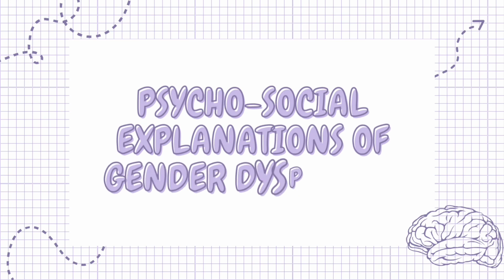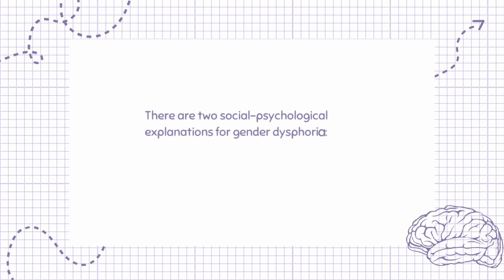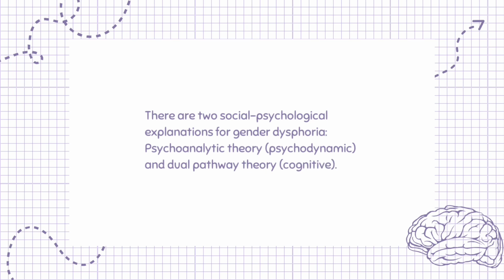Psychosocial explanations of gender dysphoria. There are two social psychological explanations for gender dysphoria: psychoanalytic theory, psychodynamic, and dual pathway theory, cognitive.